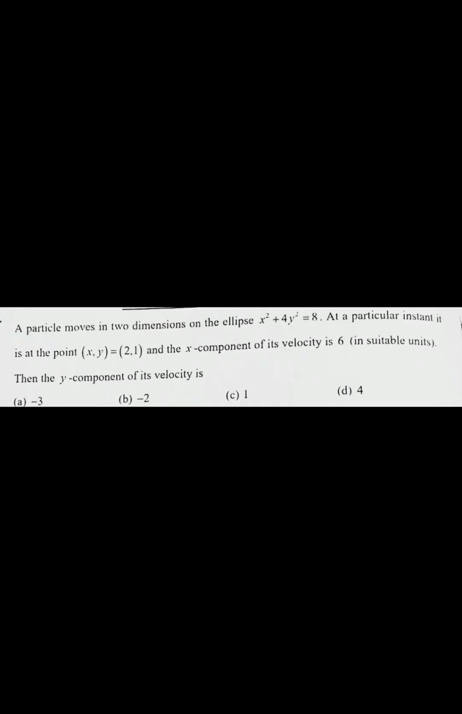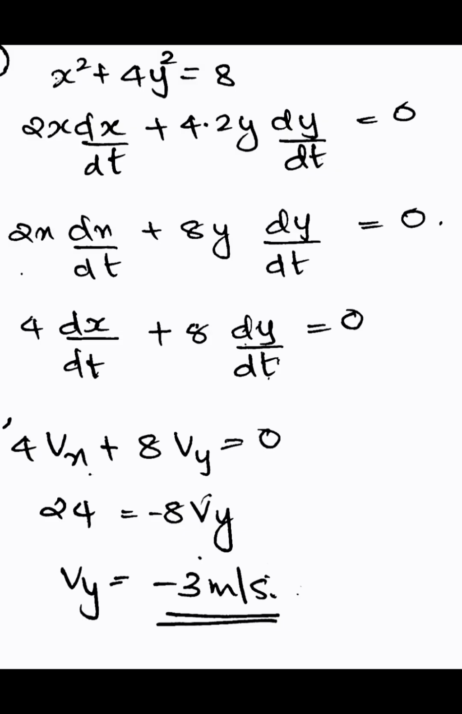So here an equation is given, that is x square plus 4y square is equal to 8, and the x and y coordinates are given, that is x is equal to 2 and y equal to 1, and also vx is given as 6. So here we need to find out the vy value, that is the y component of the velocity. So the solution is x square plus 4y square is equal to 8.